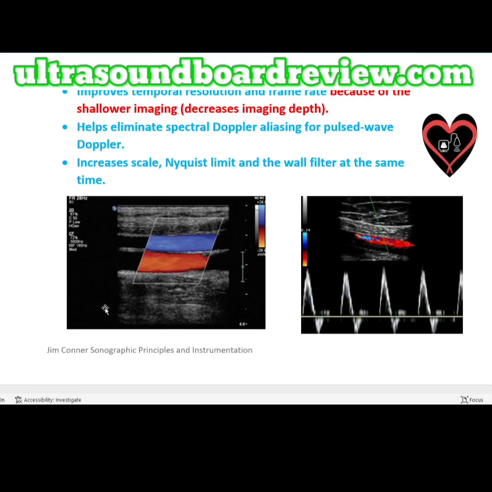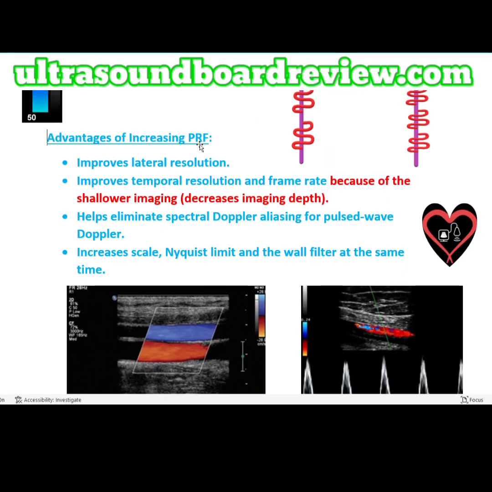When your PRF is adjusted optimally, you will not have any aliasing. When we look at the spectral Doppler here, you can see that the PRF is increased and optimized because we can see the entire waveform without any overlapping or aliasing. These are the advantages of increasing PRF.